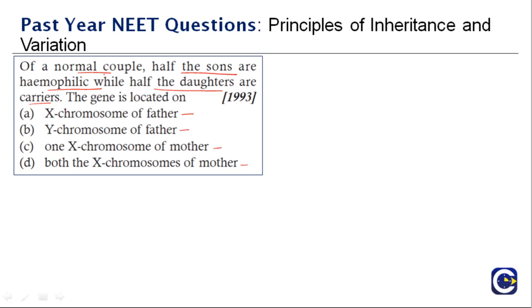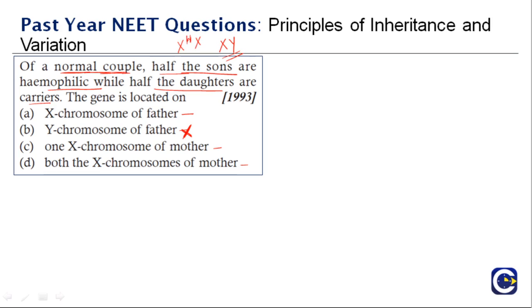Of a normal couple, so the couples are normal, they are not showing any defect. Half the sons are hemophilic. Not all the sons are hemophilic, therefore definitely it is not present on the Y chromosome of father. Half the sons are hemophilic while half the daughters are carriers, and it is a normal couple. So what will be the composition of the father? The father will be definitely normal, and the mother will be a carrier.